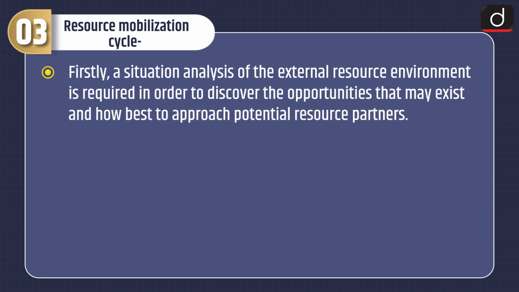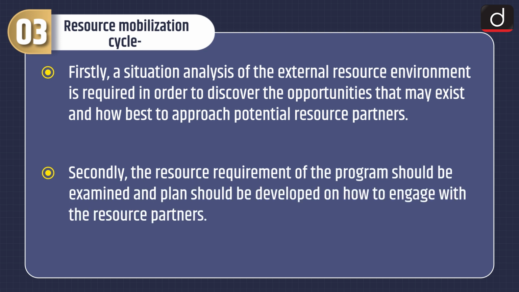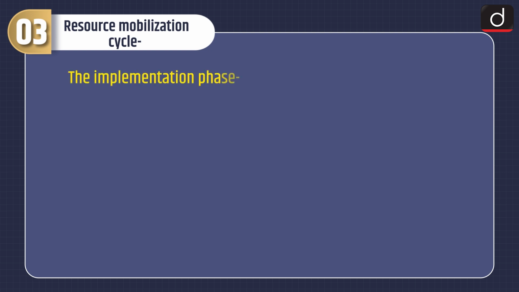Firstly, a situation analysis of the external resource environment is required in order to discover the opportunities that may exist and how best to approach potential resource partners. Secondly, the resource requirement of the program should be examined and plans should be developed on how to engage with the resource partners. The implementation phase.